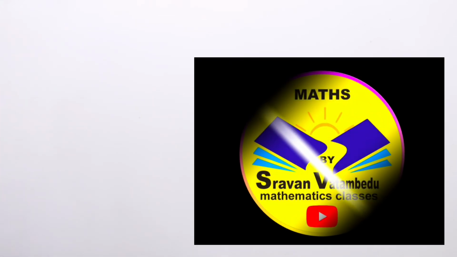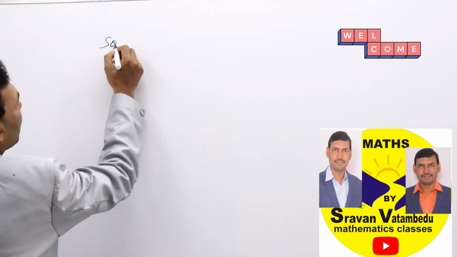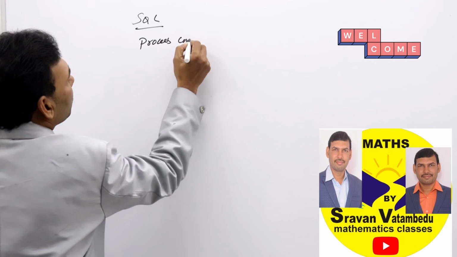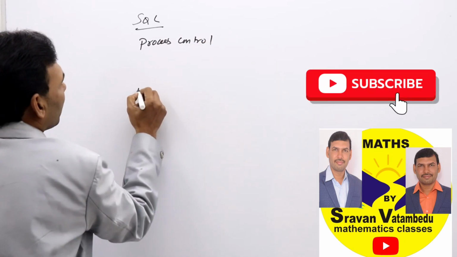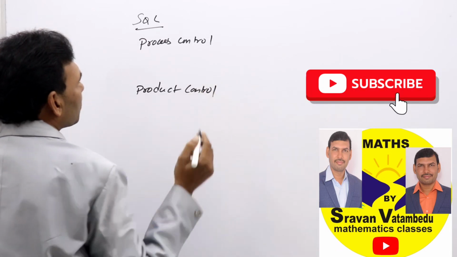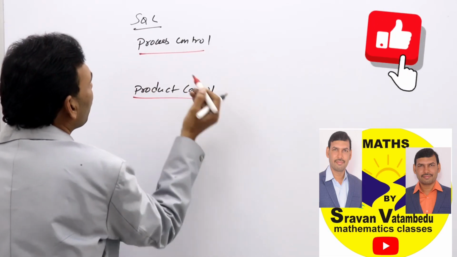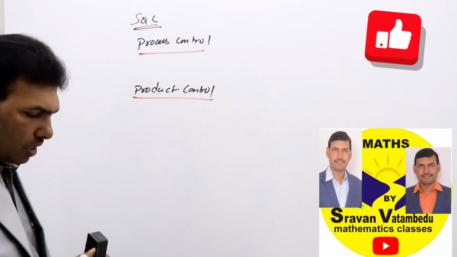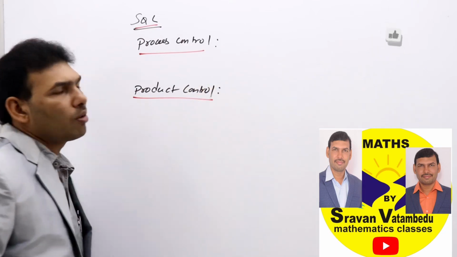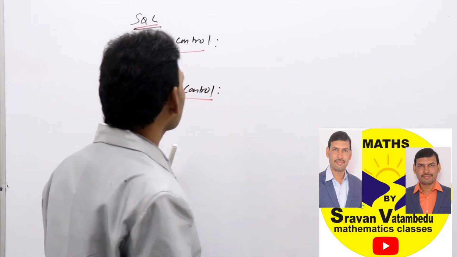Statistical quality control is broadly classified into two ways, SQC. One is process control. Another one is product control. So in SQC, we concentrate mainly on these two, process control and product control. The name itself says, process control.